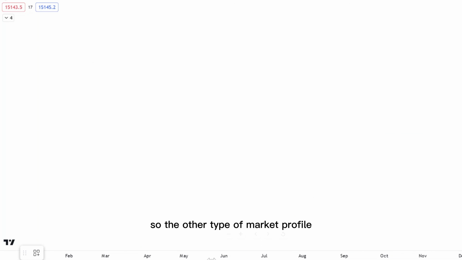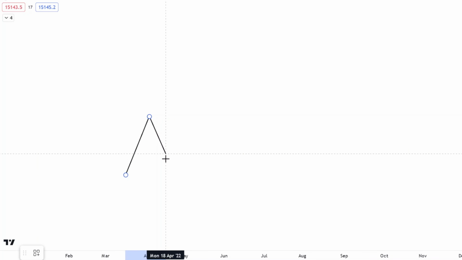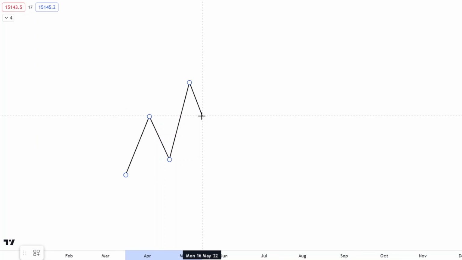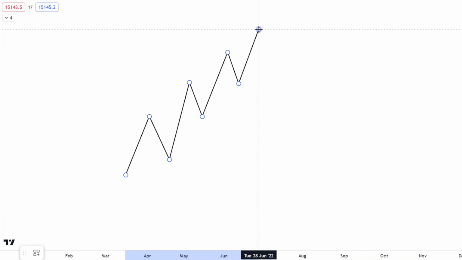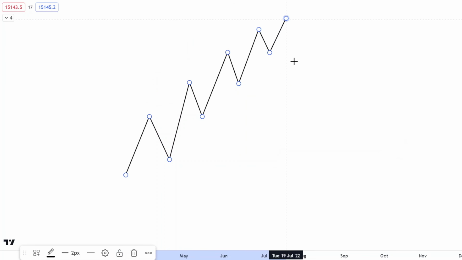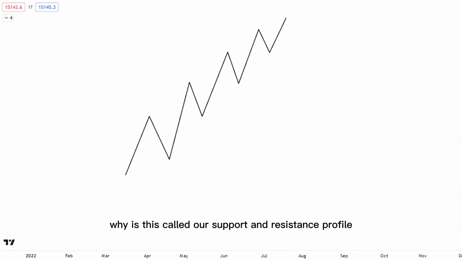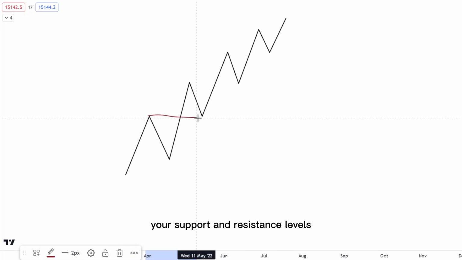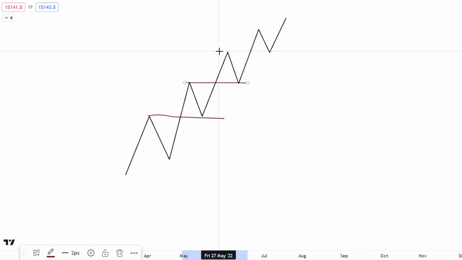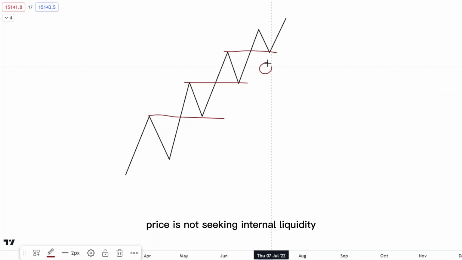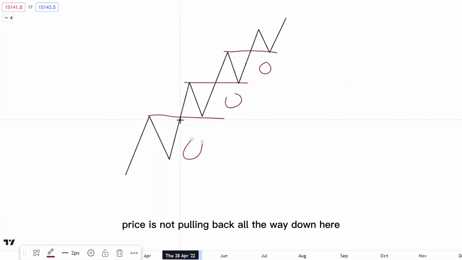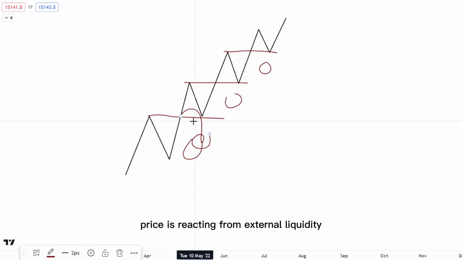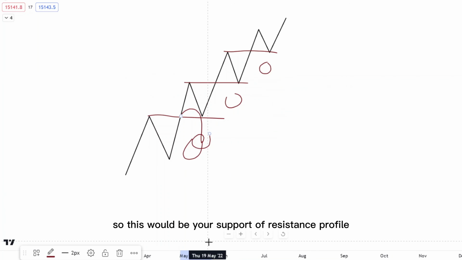So the other type of market profile we're going to learn about today is your support and resistance profile. Why is this called our support and resistance profile? Because price is reacting from your support and resistance levels. Price is not seeking internal liquidity inside of these ranges. Price is not pulling back all the way down here. Price is reacting from external liquidity. So this would be your support and resistance profile.